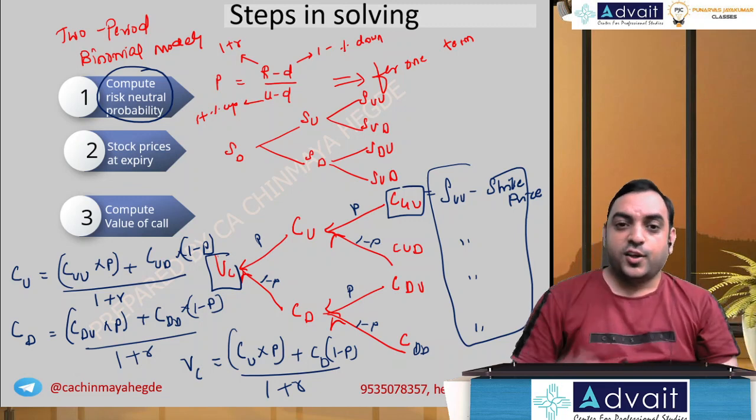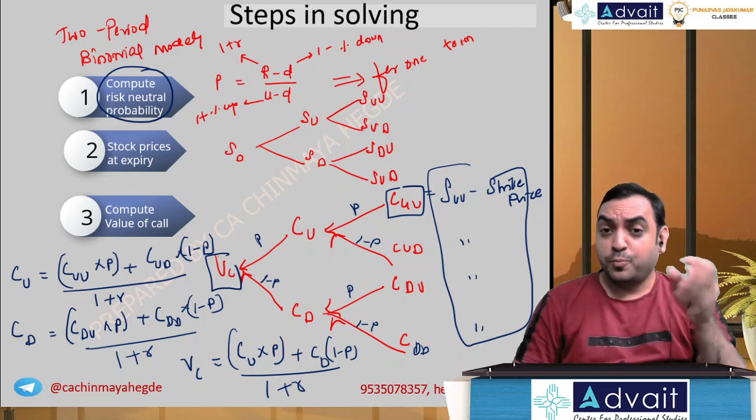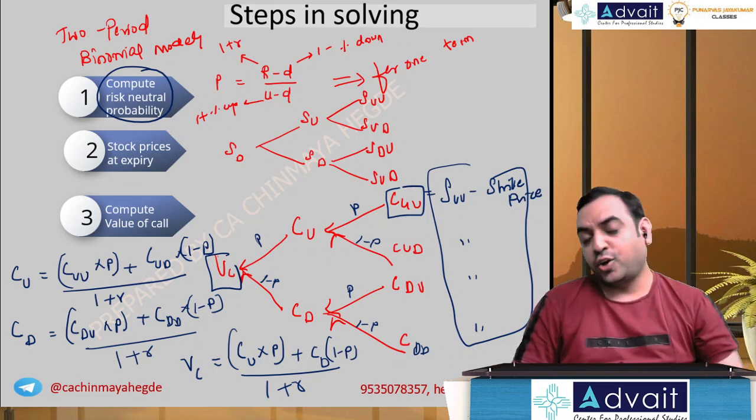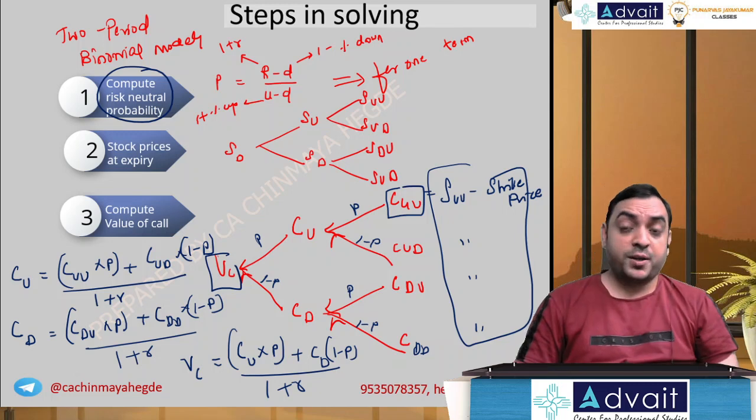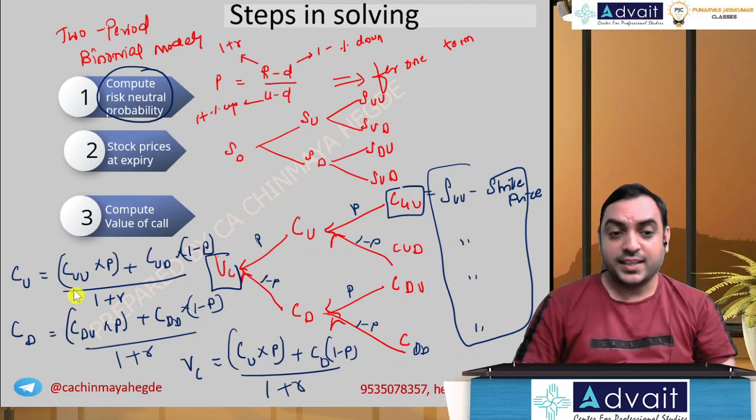Okay, very good. So this is about the binomial model, portfolio replication approach, binomial model under risk neutrality approach, and 2-period binomial model problems. We have one more important one, that is the Black-Scholes approach. Let me explain that.